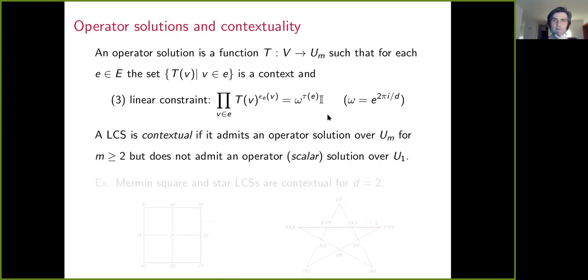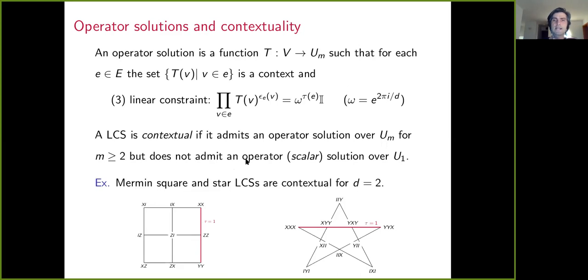A linear constraint system is said to be contextual if it admits an operator solution over U_m for m greater than or equal to 2, but does not admit an operator solution over U_1, that is, a scalar solution. Such linear constraint systems are very interesting and very important. Two examples are the Mermin square and Mermin star. These are hypergraphs where the dots are the vertices of the hypergraph, and the lines are the edges.